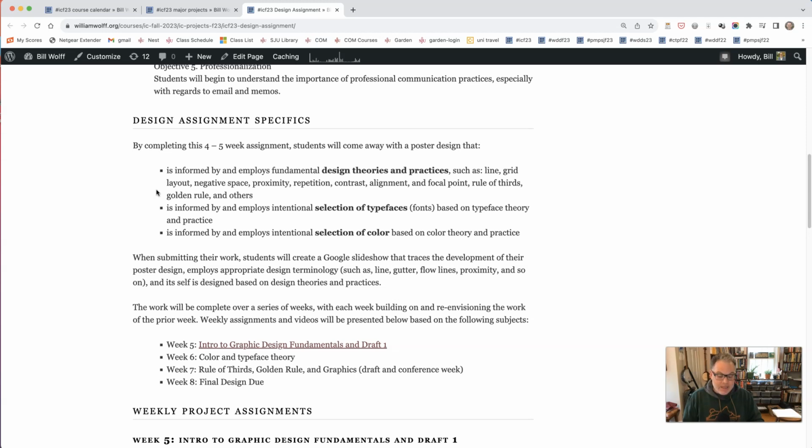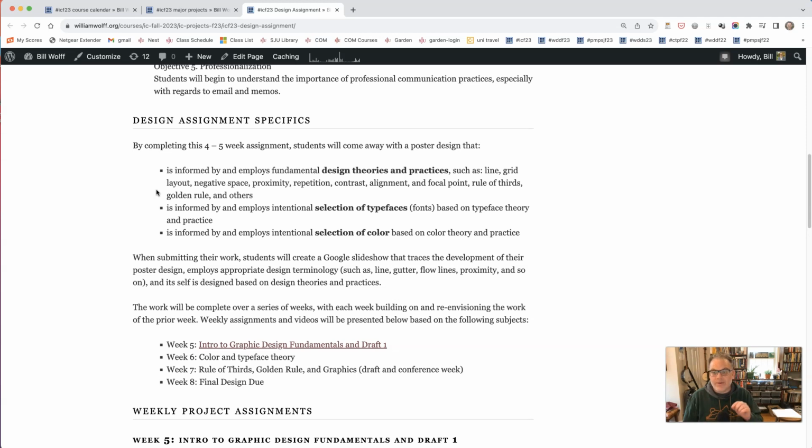You are going to be submitting your final work as the poster, but also in the form of a Google Slides slideshow that will trace the development of your poster design and will include screenshots of your work completed over the course of the weeks, where you use call-outs to highlight, here is where I'm using flow lines, here is where I'm using proximity, here is where I'm using contrast, here is the focal point, so that I understand that you understand not only how you're using these concepts, but why you're using them.